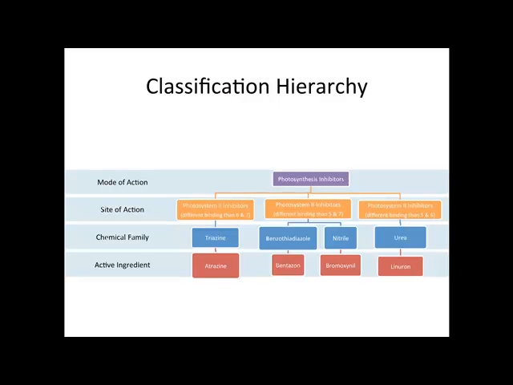Now, to reinforce the idea and look at it slightly differently: one mode of action, 3 sites of action, 8 herbicide families, we only listed the most common ones, an exponential number of active ingredients, all within these 3 sites of action or this one single mode of action.